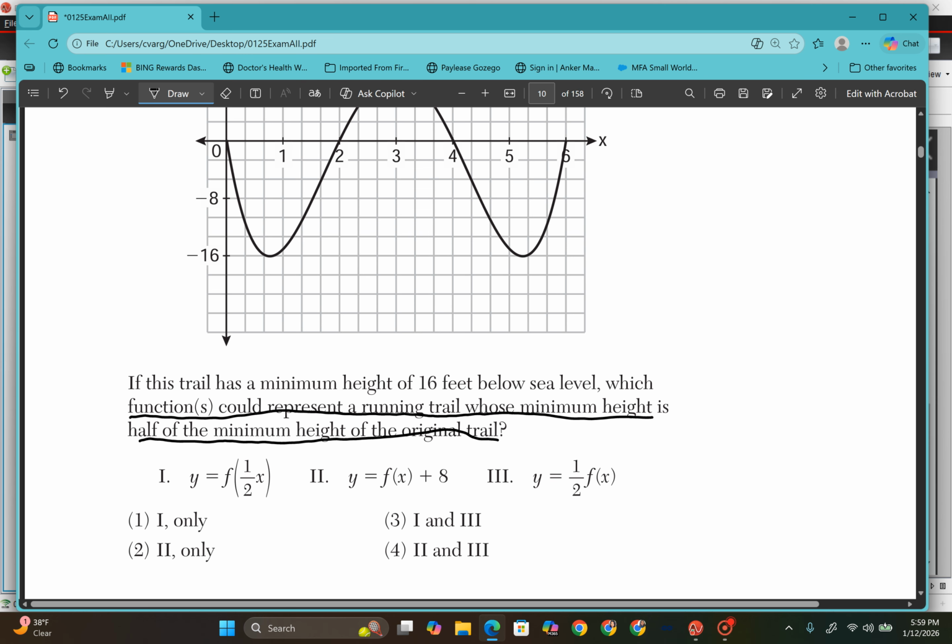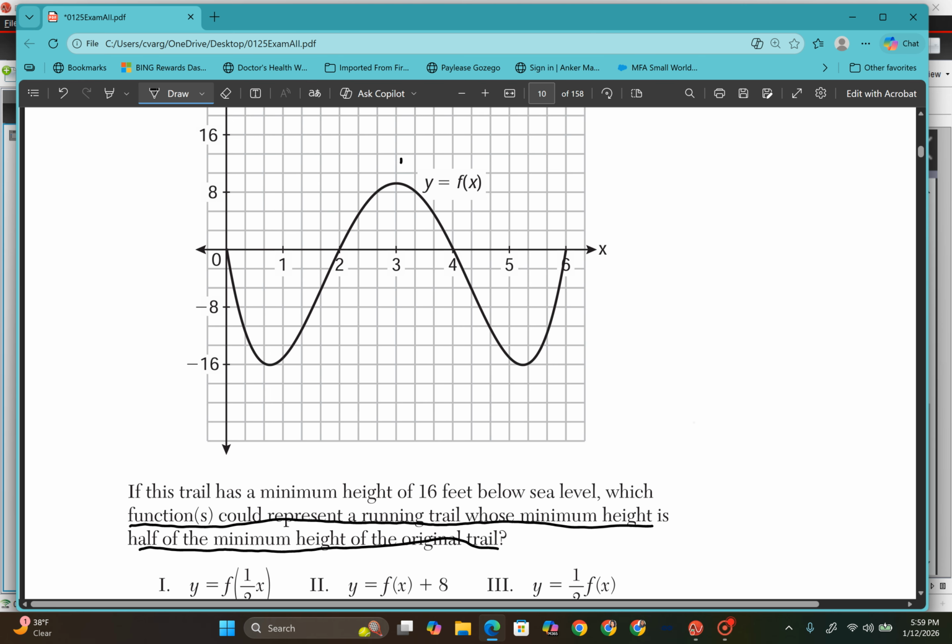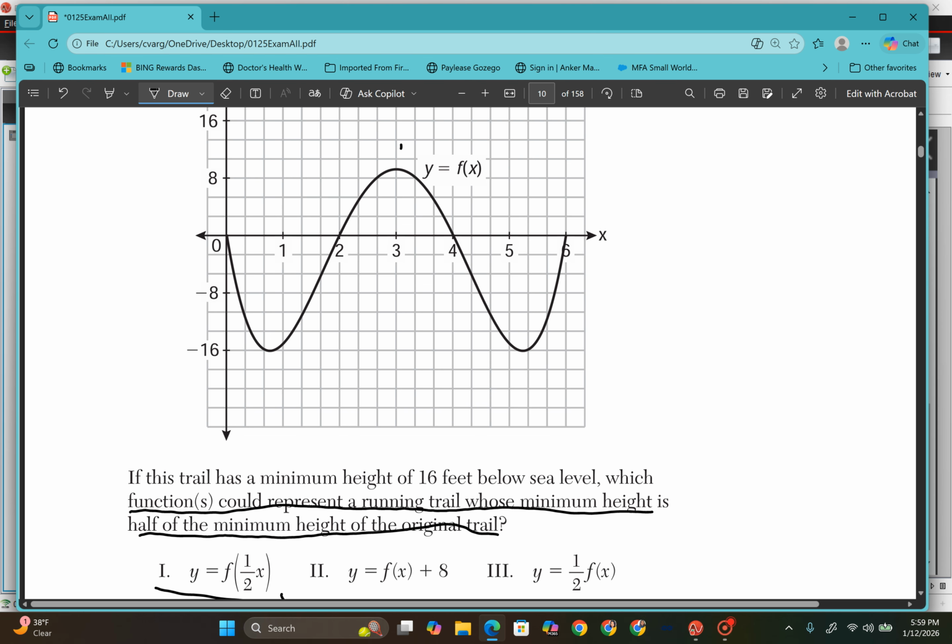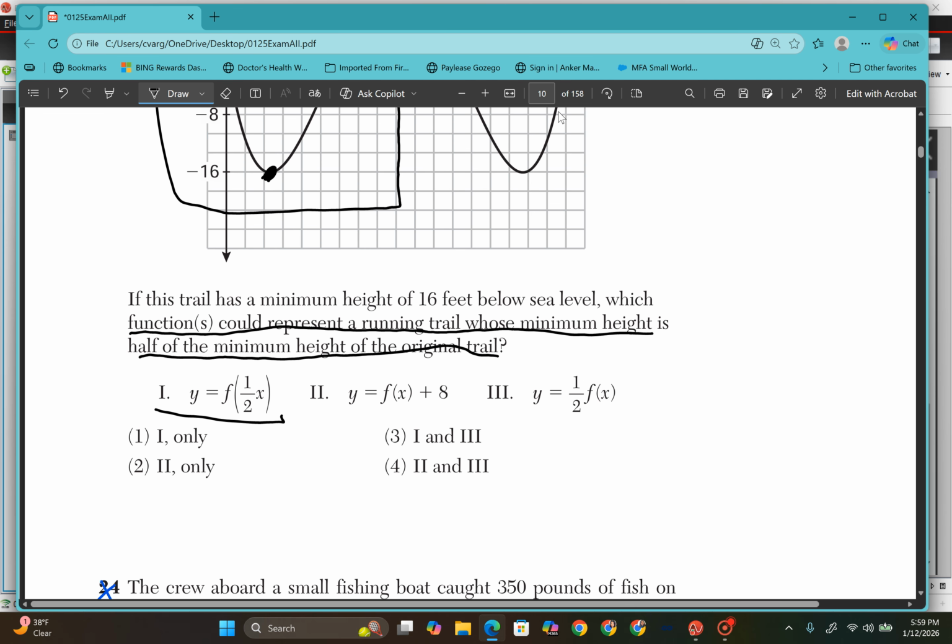So for the first one, if we take the graph and it says take x, so right now x goes as far as 6. If we do half of that, if we only look at this part of the graph, what is our minimum? Our minimum is still here at negative 16. The minimum does not change because we're only looking at half of the graph, and that half has a minimum at negative 16. So for 1, the minimum is negative 16 still.